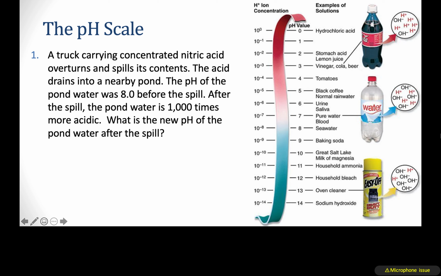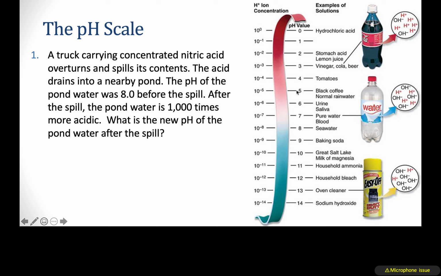So if we're starting off at 8, and we're getting 1,000 times more acidic, acidic means I'm going down the pH scale, right? The number's going to get smaller. And remember that each step is 10 times, or you can think about the number of zeros. So 1,000 times, that's 3 zeros, that's 3 steps toward the acidic side. So I'm going from 8, 1, 2, 3, down to 5. Okay, so the new pH is going to be 5.